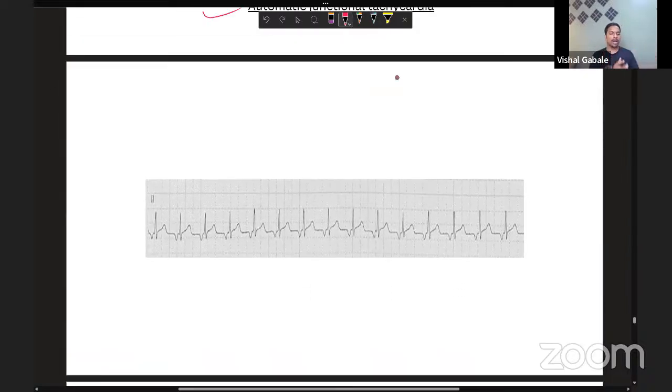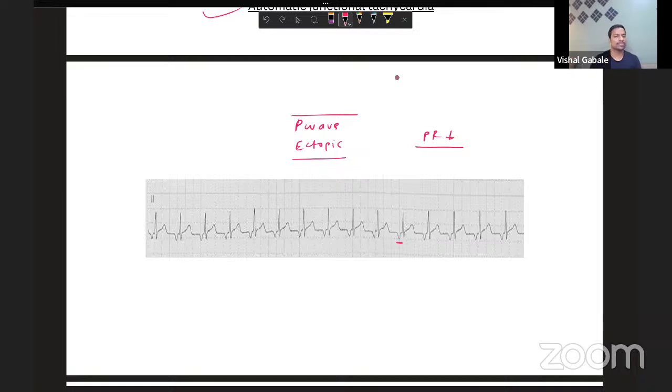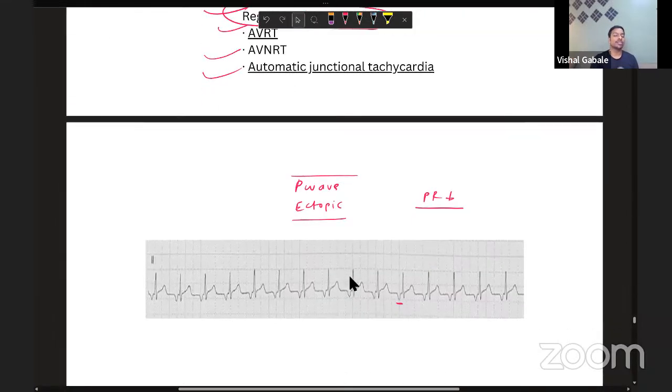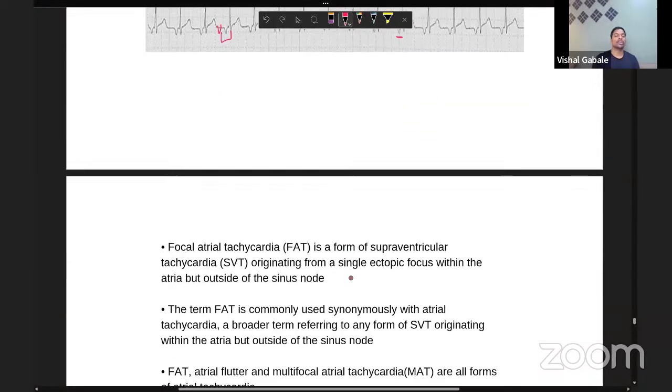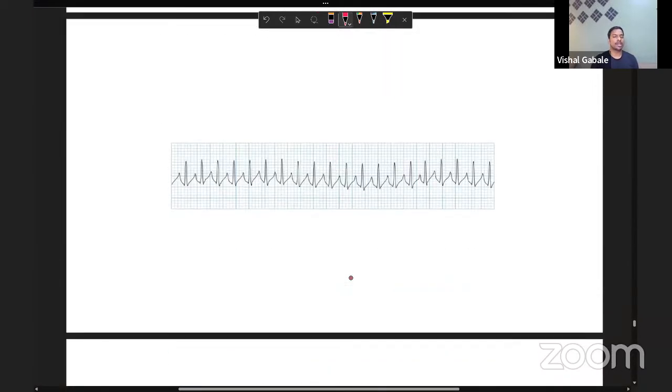Please identify this ECG. You already know about this one. Okay, look, the P wave is ectopic. Can anybody tell me? The PR interval is not prolonged, sorry, it is shortened. Can anybody tell me the diagnosis? Very good. It's the accelerated junctional rhythm. All right. Or also called focal atrial tachycardia if this distance is much more. Got it? So this is your focal atrial tachycardia or accelerated junctional rhythm.